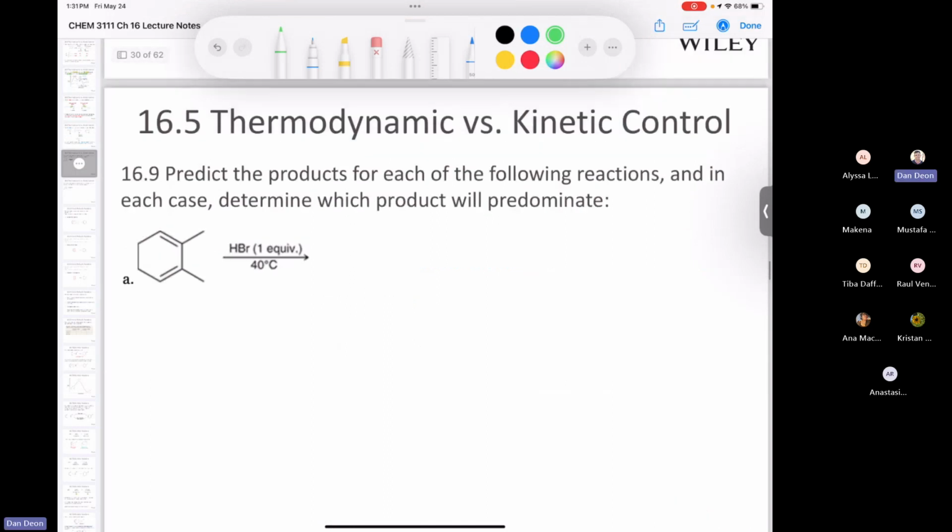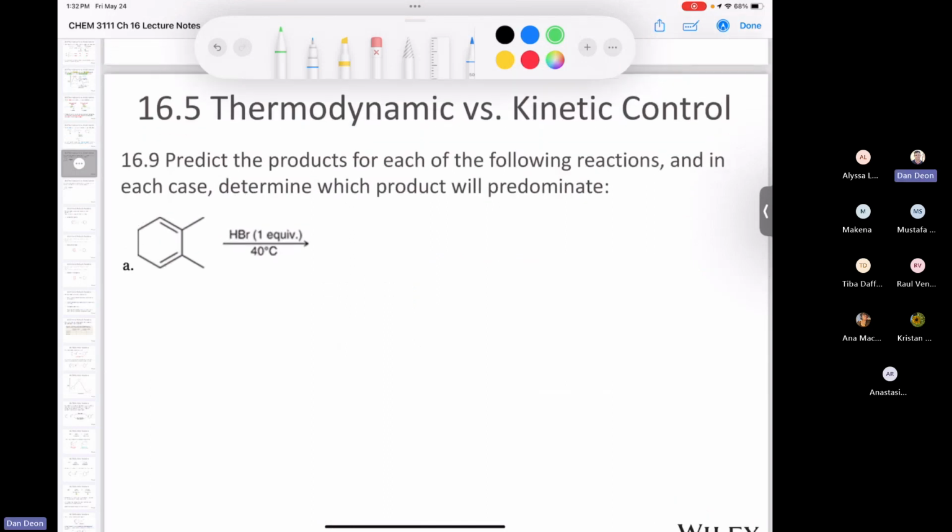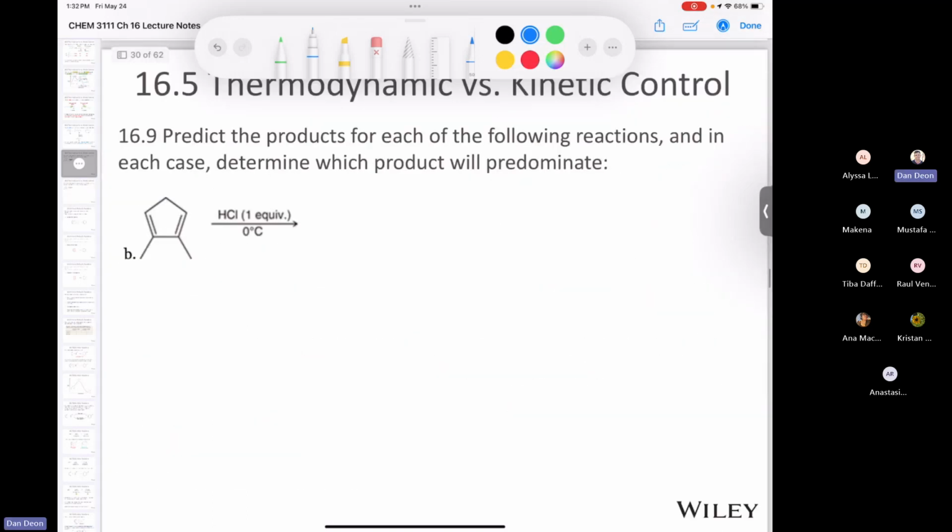So here it says predict the products for each of the following reactions, and in each case determine which product is going to predominate. Well, here you can see we did the reaction at 40 degrees Celsius. And so if it's 40 degrees Celsius, that means the thermodynamic product is going to predominate, and that is the 1,4 adduct. Before I get to that, look at the next question.